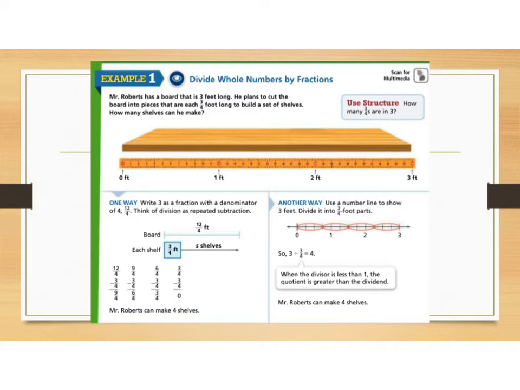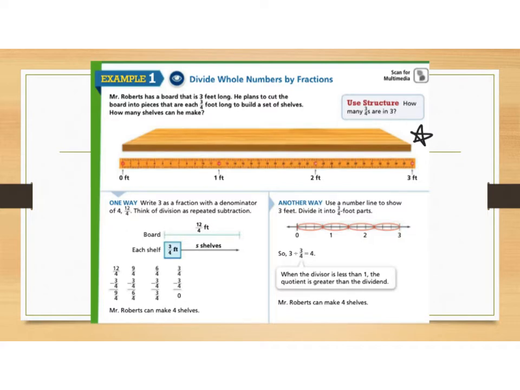So, we have a 3-foot board that we can see right here. And we are going to take this 3-foot board and we are going to divide it into sections. One way to do this is to write 3 as a fraction with the denominator of 4. Well, how would you make 3 a fraction with a denominator of 4? In order to do this, you would have to multiply both the numerator by 3.